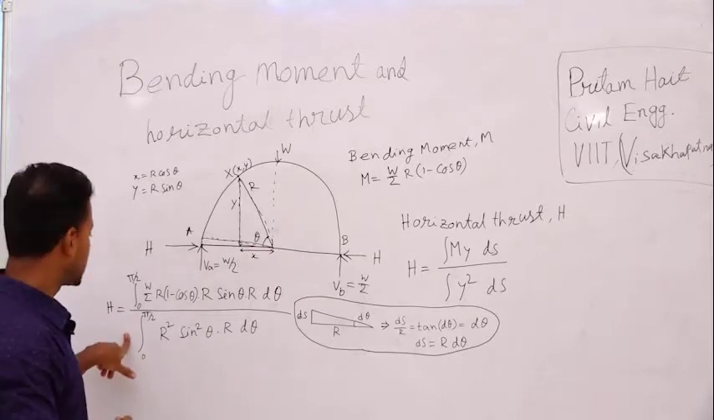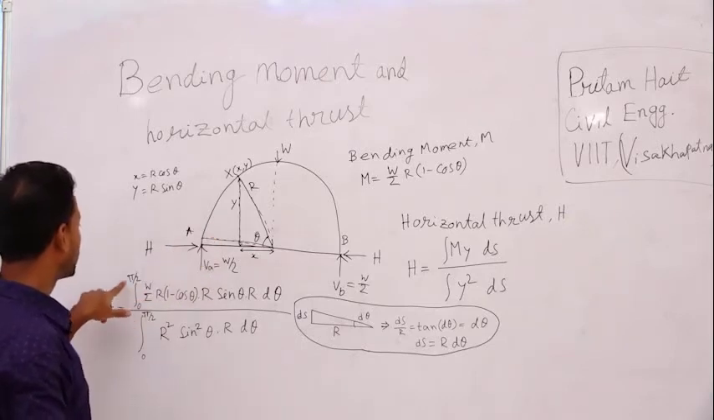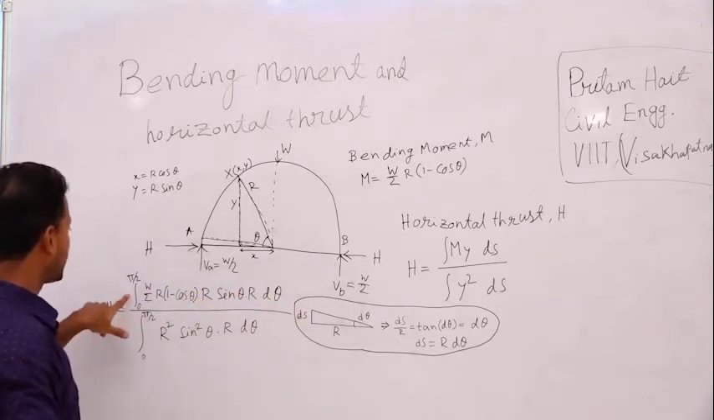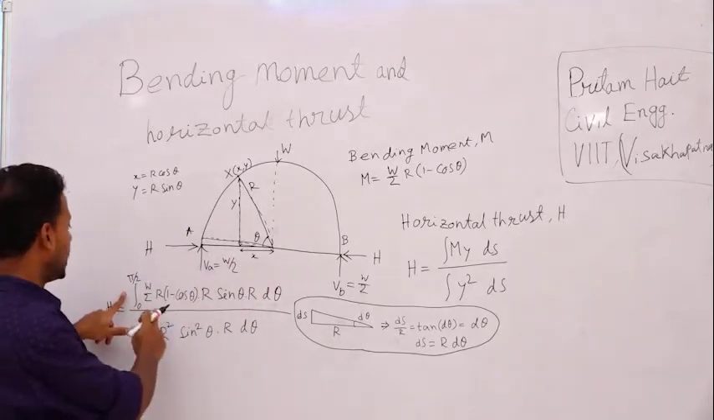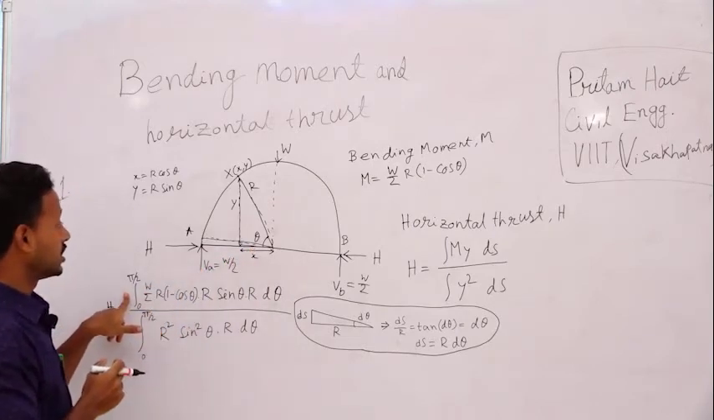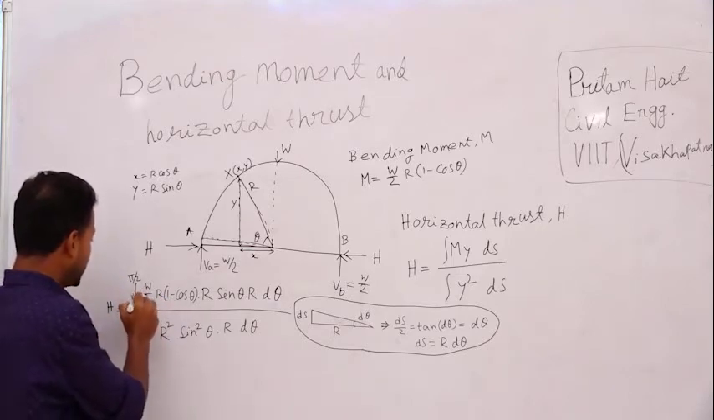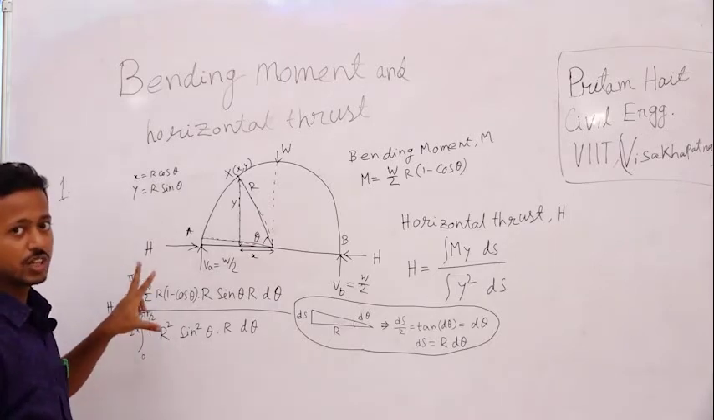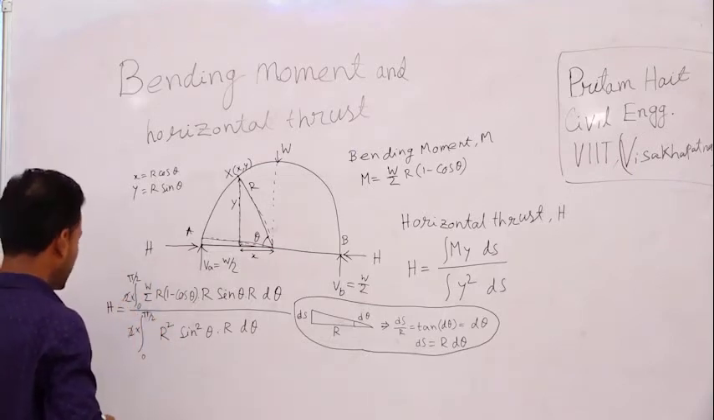Just think that I am integrating the horizontal thrust from 0 to pi by 2. Why? Because if I integrate from 0 to pi by 2, it means half span. So if I integrate the horizontal thrust for half span and multiply it by 2, I will get the horizontal thrust for the overall arch. If I multiply this by 2 and this by 2, I get the overall horizontal thrust of the arch structure. So these 2 and these 2 will be cancelled, no need to write these 2.